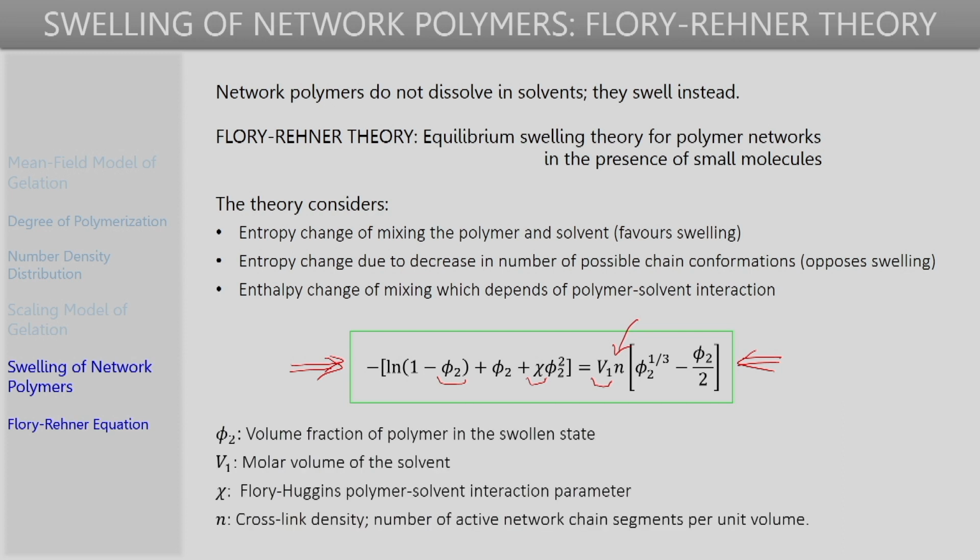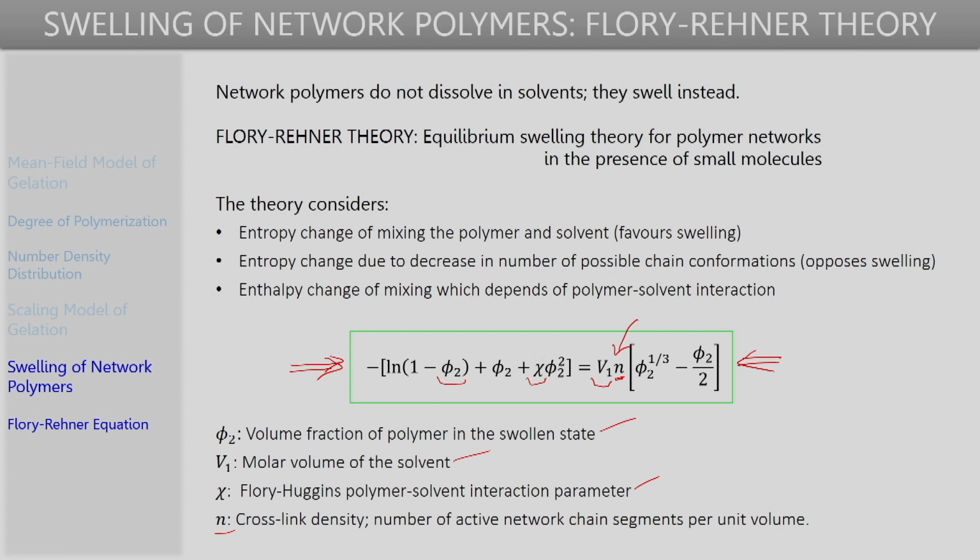So, as we discussed, phi 2 is the volume fraction of polymer in the swollen state, V1 is the molar volume of solvent, and chi is the Flory-Huggins interaction parameter. The quantity N here, this is sometimes referred to as the cross-link density, and it describes the number of network segments present per unit volume of our sample.